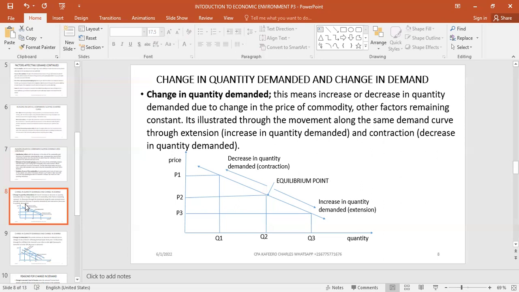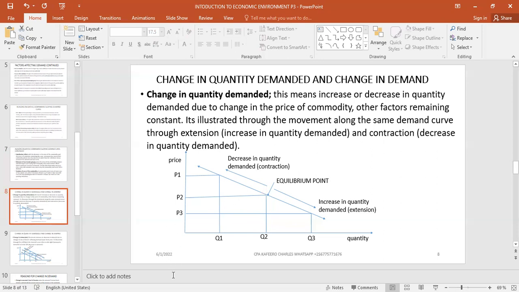So after the price has increased, then we expect the quantity to reduce also. We are saying the extension and the contraction. Contraction means something reducing. When it is reducing, then it is called a decrease in the quantity demanded. So we said it is illustrated just along the slope of the demand curve.